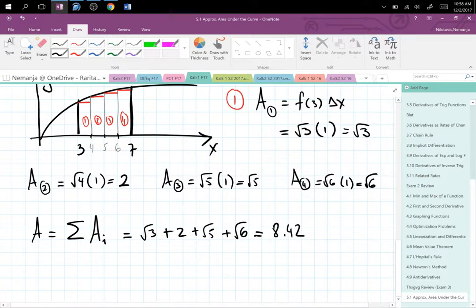So area is approximately 8.42 units squared. I can calculate the exact area, and we can see that we are not that far off. Just give me 1 second. I don't want to reveal the secrets, right?